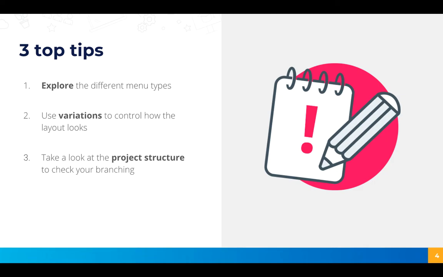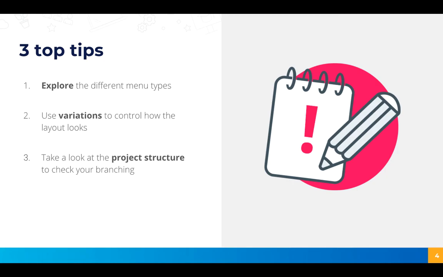Firstly, explore the different menu types available within Elucidat to work out which one would be best for your project and your content, and maybe try out some of the different menu page types with description fields so you know how each of them will perform and which one will be best for you.